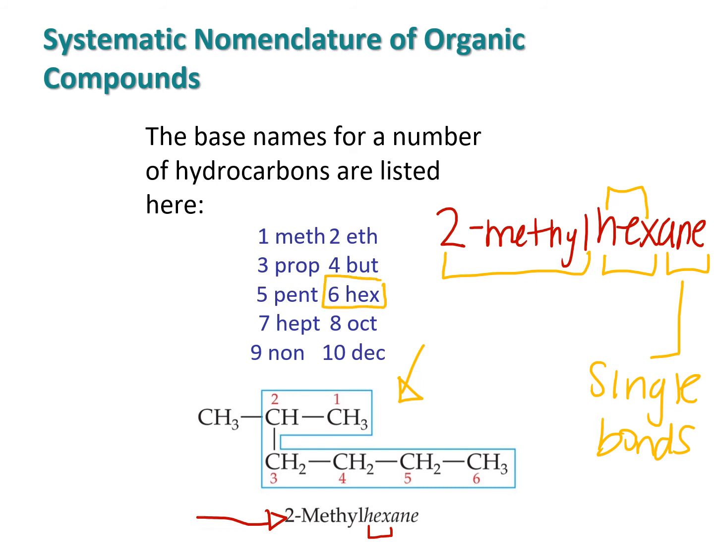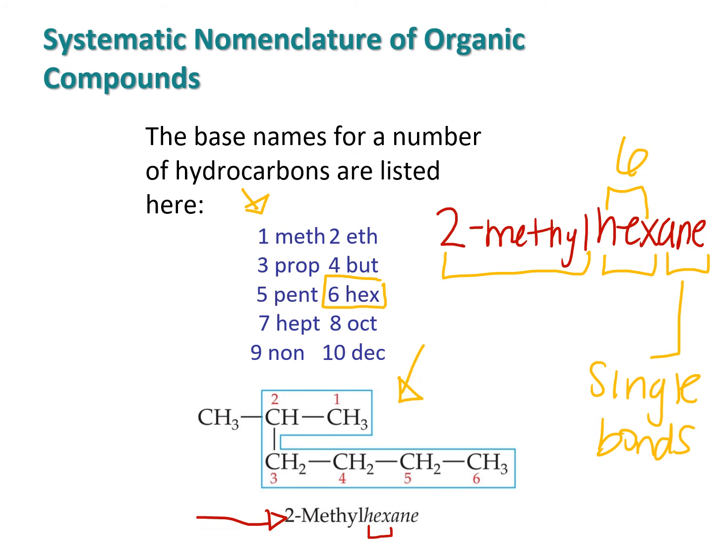So hex is the prefix for 6 carbons. So here you can see that there are prefixes up to 10. These are all the prefixes used after determining whether you have all single bonds or a double bond or a triple bond, that is how you determine what you put in front of the ane, or ene, or yne.